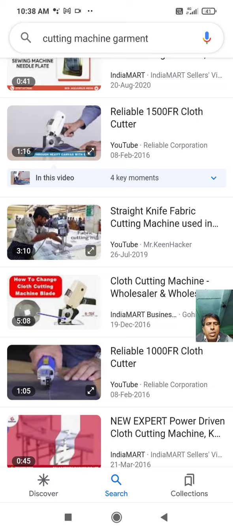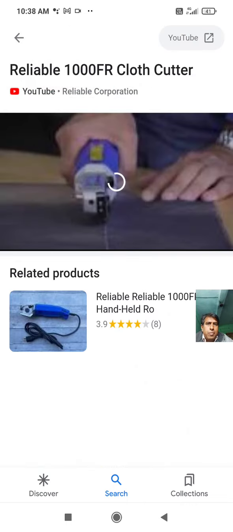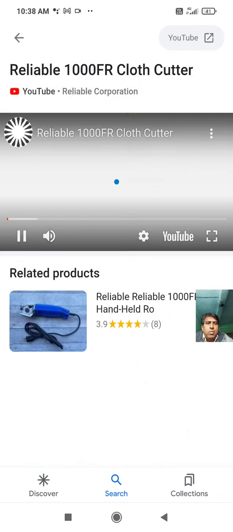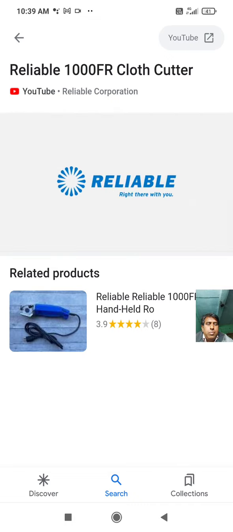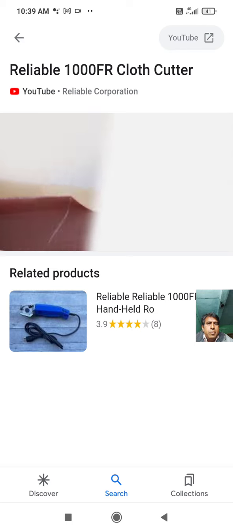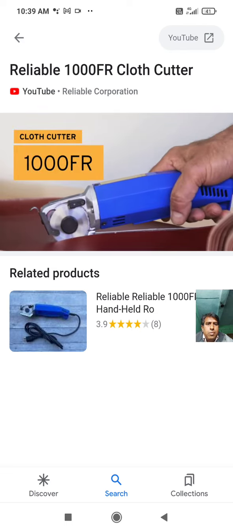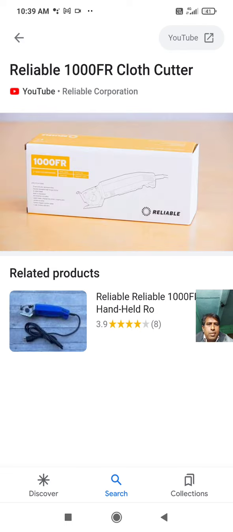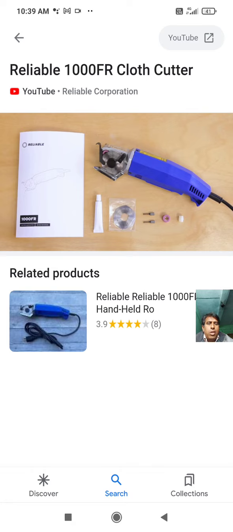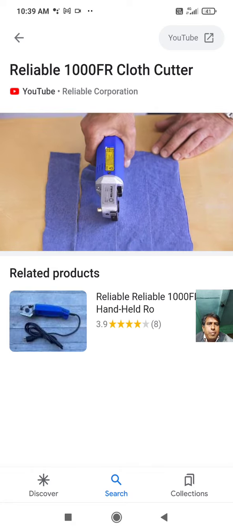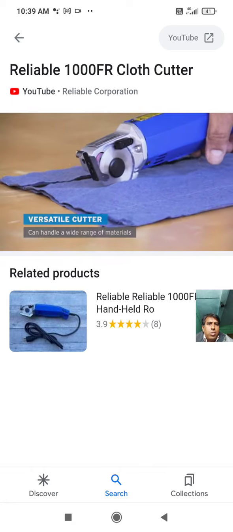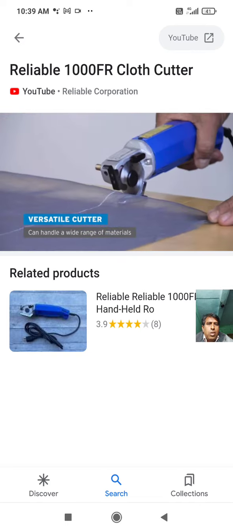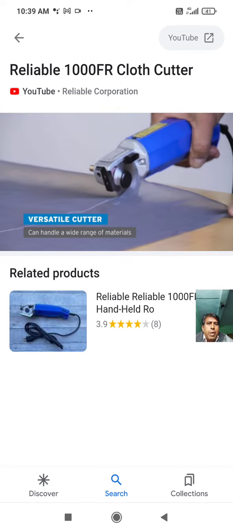There is one more thing. So this is a small thing. Let's see, this is 1 minute. Let's see this also. See, this is also cutting machine. This is house working, house requirements probably.